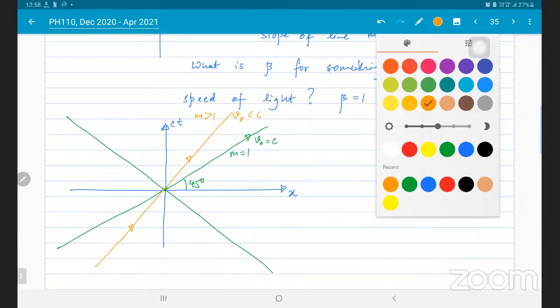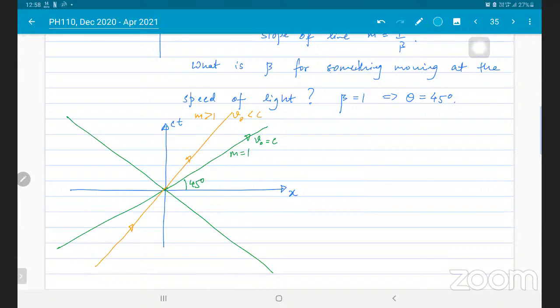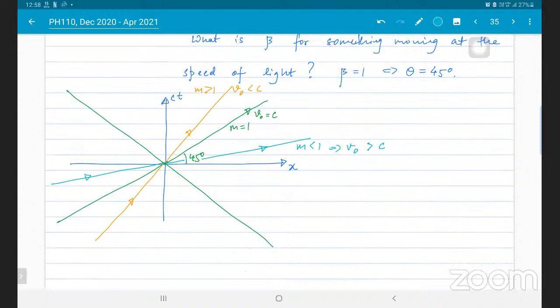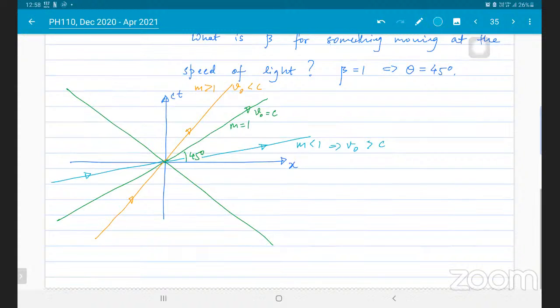And if I have any line, let me try to find a nice color. Don't really have too many options. If I have any line which has a slope less than 1, then its velocity is greater than the speed of light. Right? So all physical objects will be drawn as lines moving at an angle of 45 degrees or more.